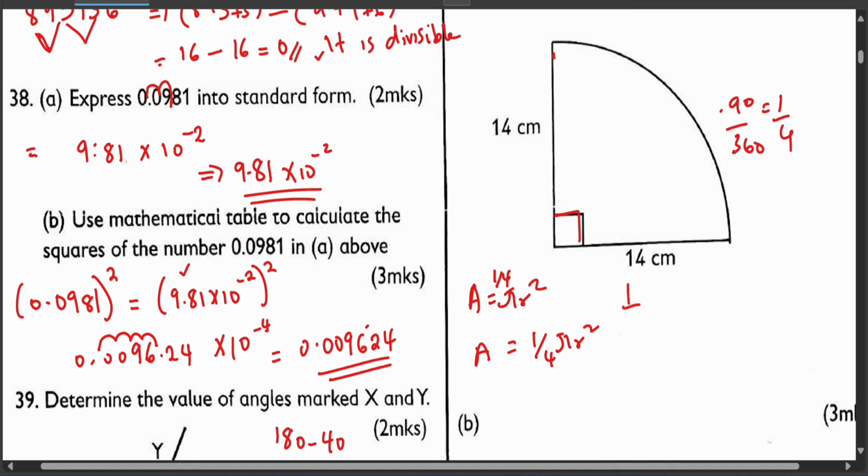Okay, let's continue. A quarter times 22/7 times 14 times 14. So by 7 1, by 7 2, by 2 2, by 2 1, by 2 1, by 2 7, and 22 times 7 gives you 154 square centimeters.